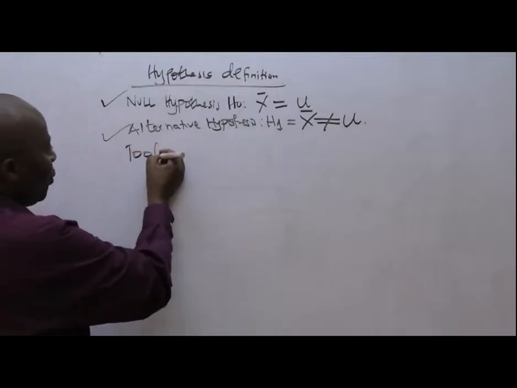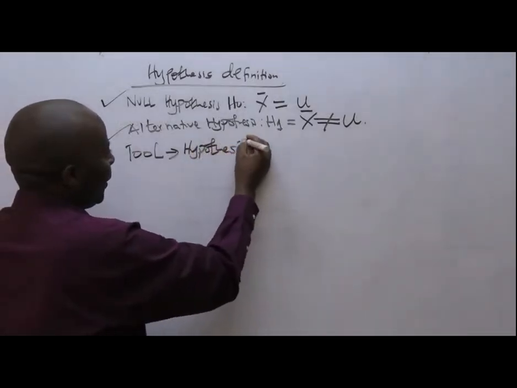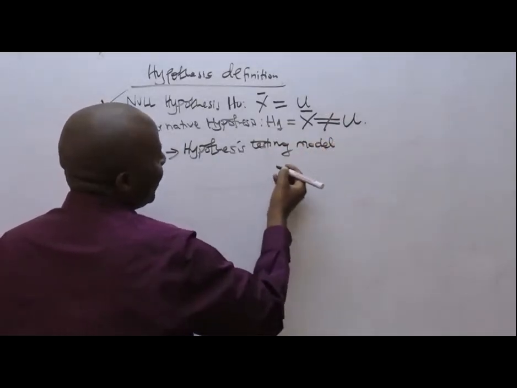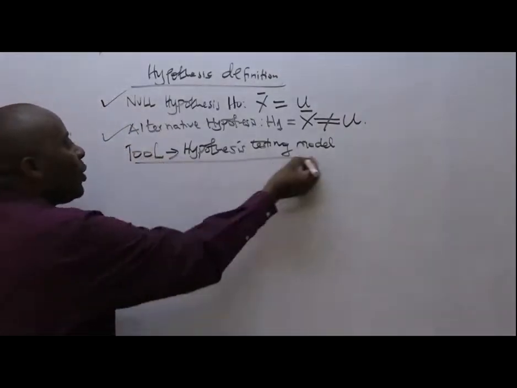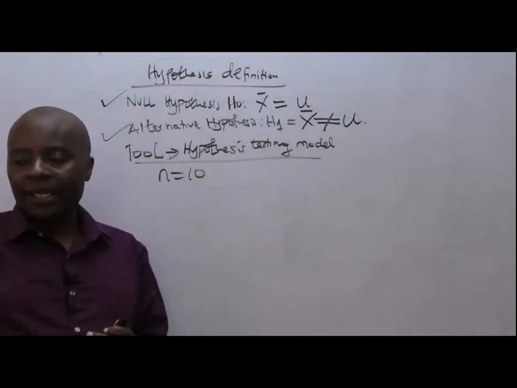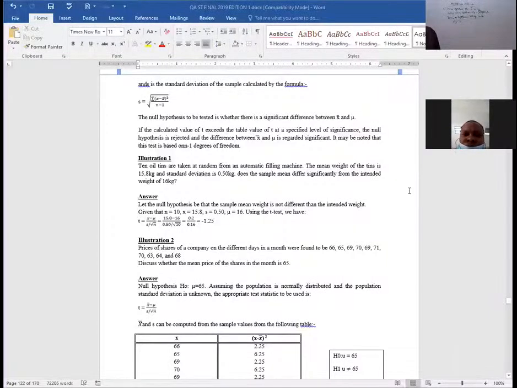The hypothesis testing model. In the hypothesis testing model, you must know the size of the sample that you have. The sample that we have, the N here, is 10. These guys took how many pieces of this product? They took 10 oil tins.